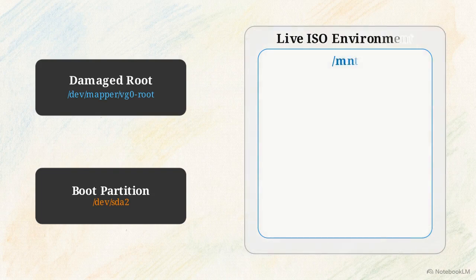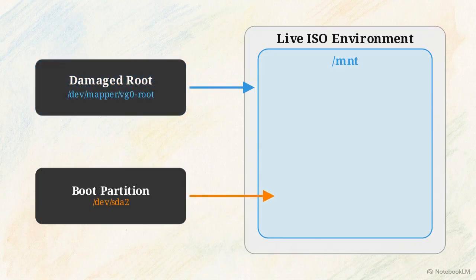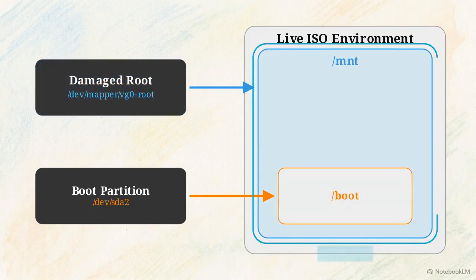With the drives identified, we construct an environment cage by mounting the damaged root file system into a temporary directory named mnt. The exact sequence matters. Mount the root first, then immediately mount the boot partition inside that cage at /mnt/boot.